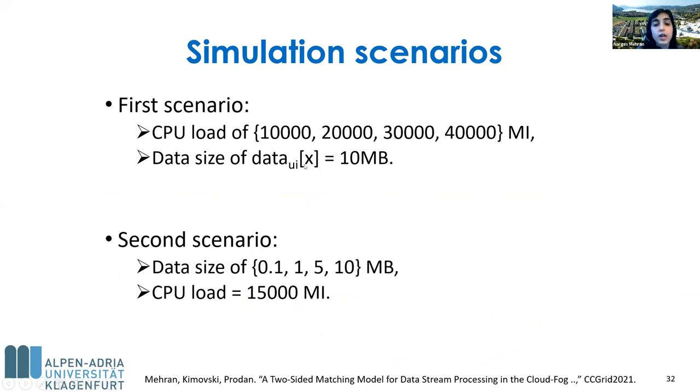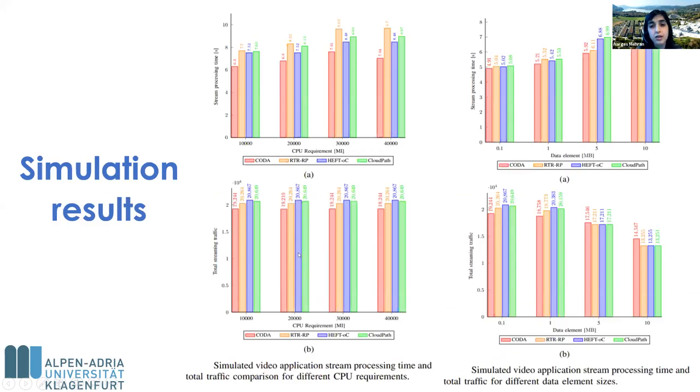In one of them, we change and modify the CPU load by bounding the data size, and then in the second scenario we change the data size by considering that the CPU load was fixed. The result can be seen and observed in this figure.